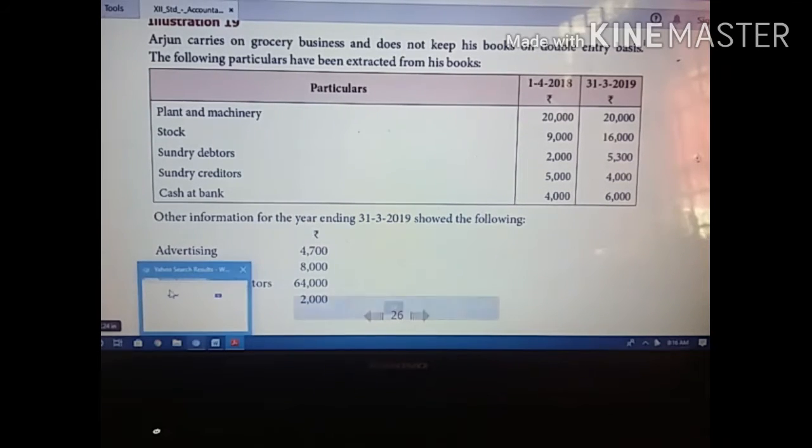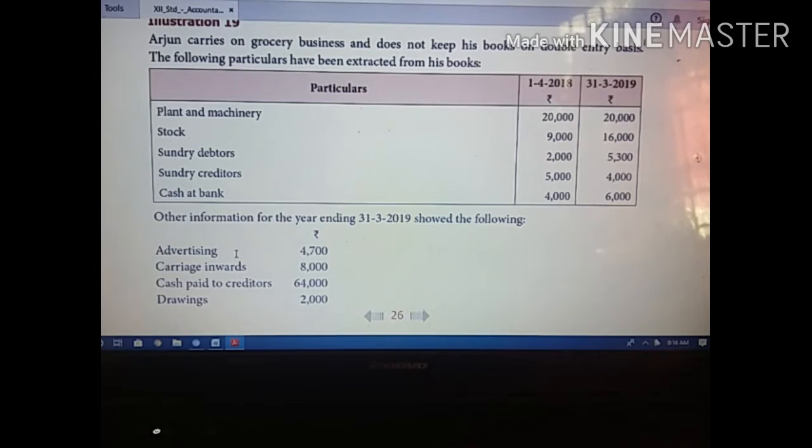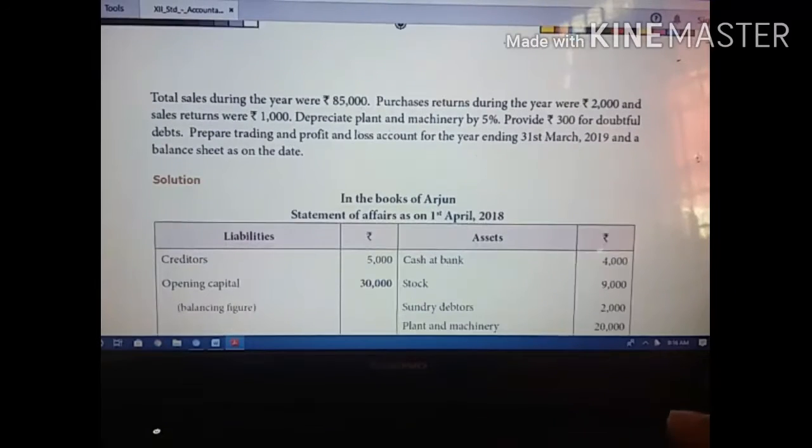Other information, they have given advertisement. Normally advertisement is not taken for total debtors or total creditors. Carriage inward we have to show in the trading account. This one is a P&L account. Cash paid to creditors 64,000. So this amount we have to take to prepare the total creditors account. Cash paid to creditors. Drawings also we have to use against capital. So if you read the question, there are some more items.